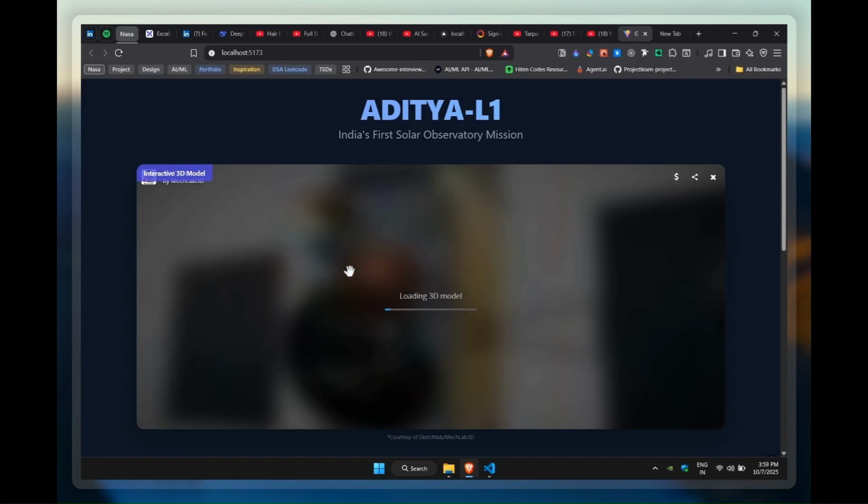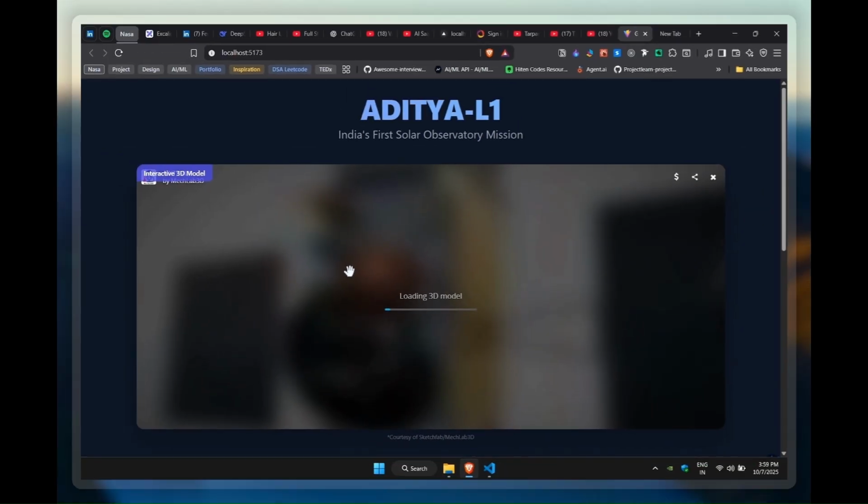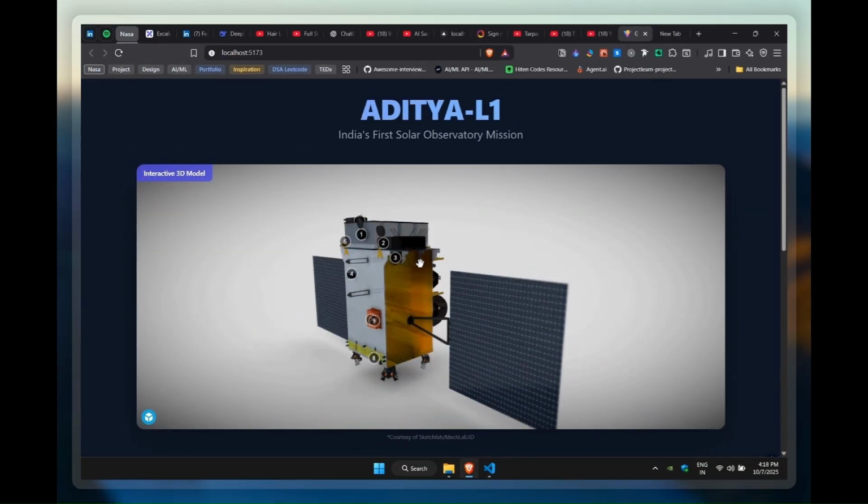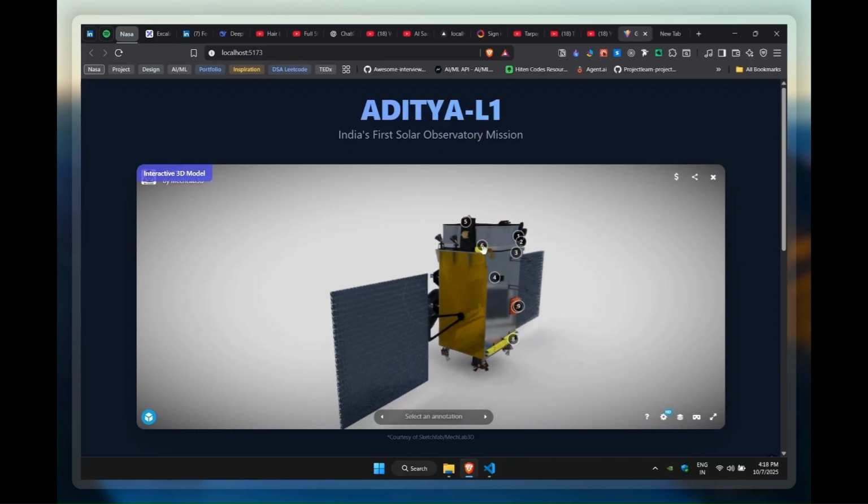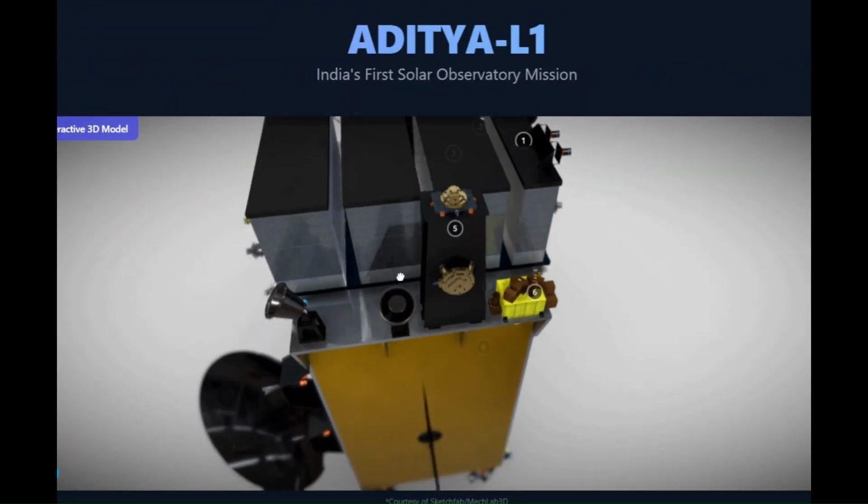Here is our 3D model. It is taking some time to load because it is explaining all the 7 payloads of the ISRO Aditya L1 satellite. There is the VELC model. This is our main SWIS-ASPEX model.